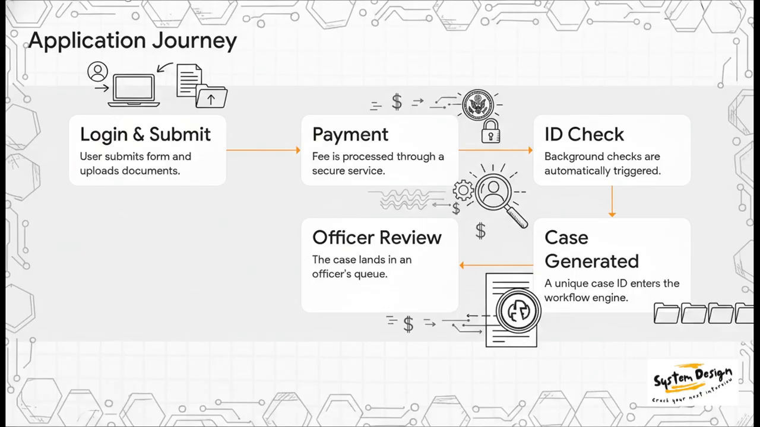Then, once the user submits their forms and pays the fee, which, by the way, is handled by a completely separate and secure treasury service, the system just springs into action. Look right here. This is the cool part. Background checks are automatically kicked off with other agencies. A unique case ID gets generated, and only then does the application finally land in front of a human review officer. Every single one of these steps is tracked and secured.